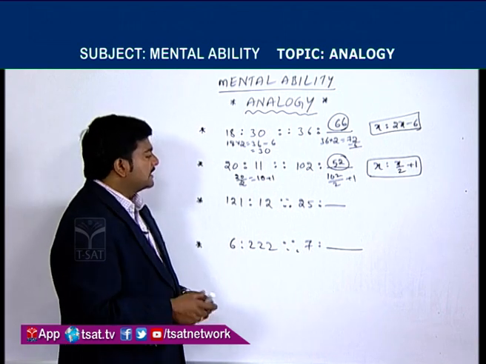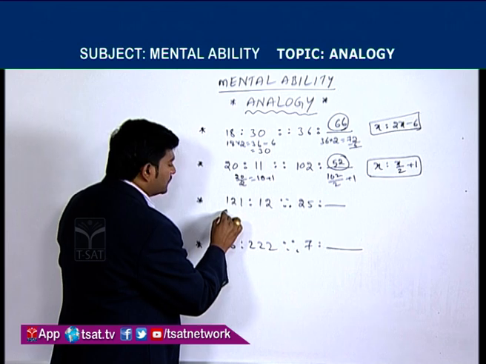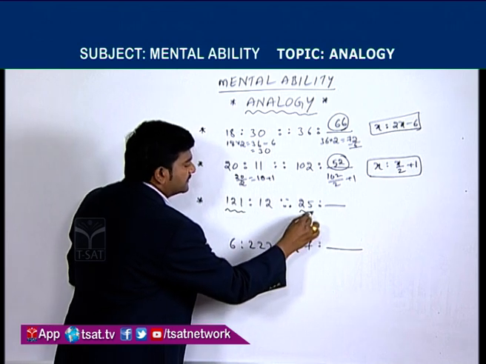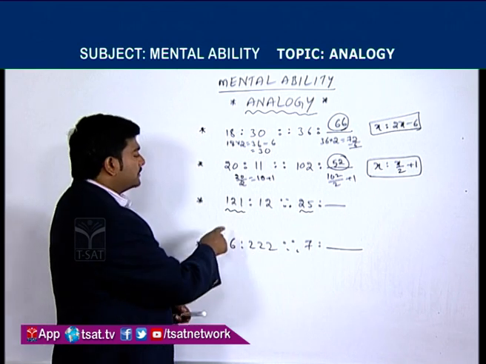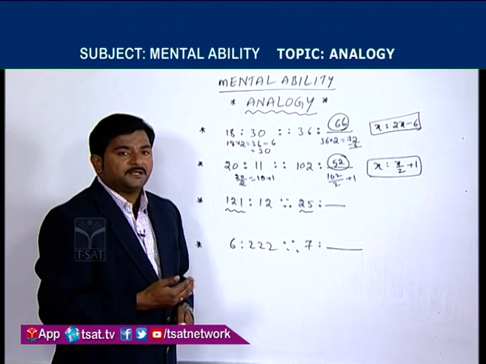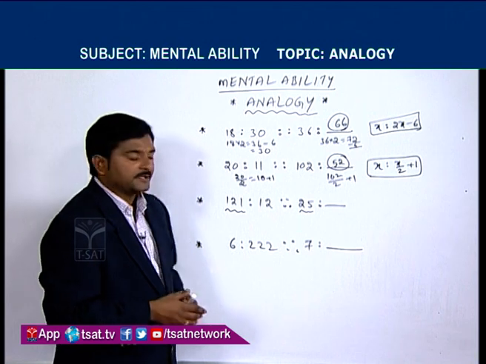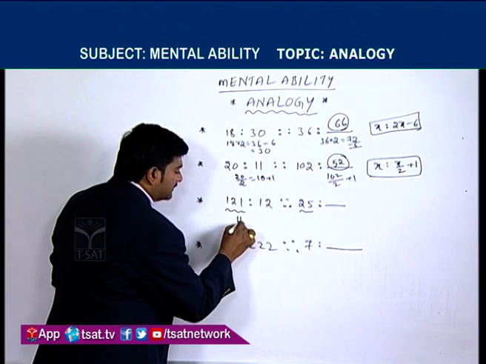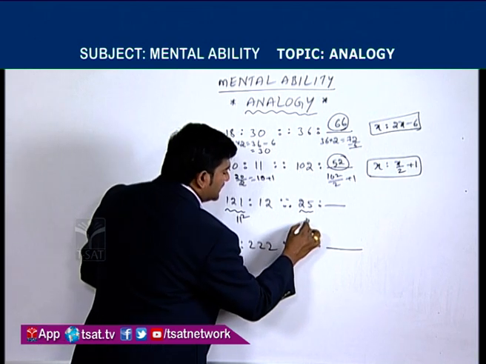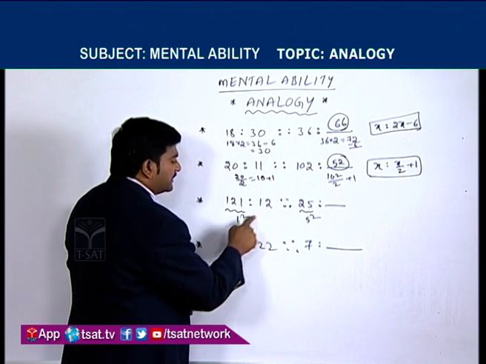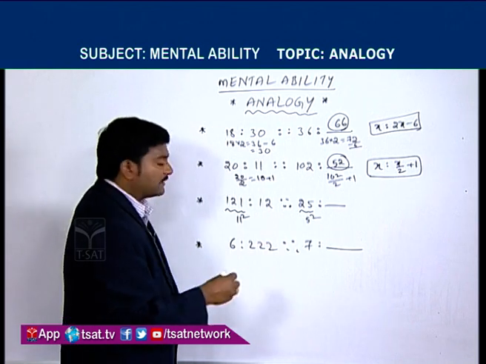Now focus on this. By observation, usually if you know the squares concept, you will get the idea here. See 121. 121 means what can you write here? 11 square we can write. 25 means what can you write? 5 square we can write. So similarly, what does it mean? 11 square, whereas here 5 square. If it is 11 square, how much is there? 12 there. So what does it mean?